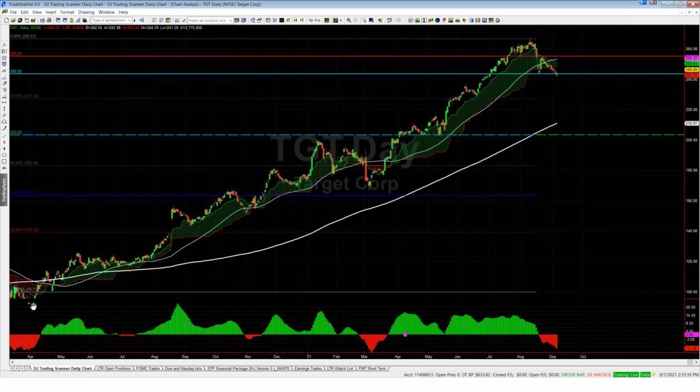Okay. So Target had this huge wave 3 run up, big impulsive move. It's starting to correct clearly, right? No question. Low, lower high, new low, negative momentum. It's down below the cloud. It's down below the 50.